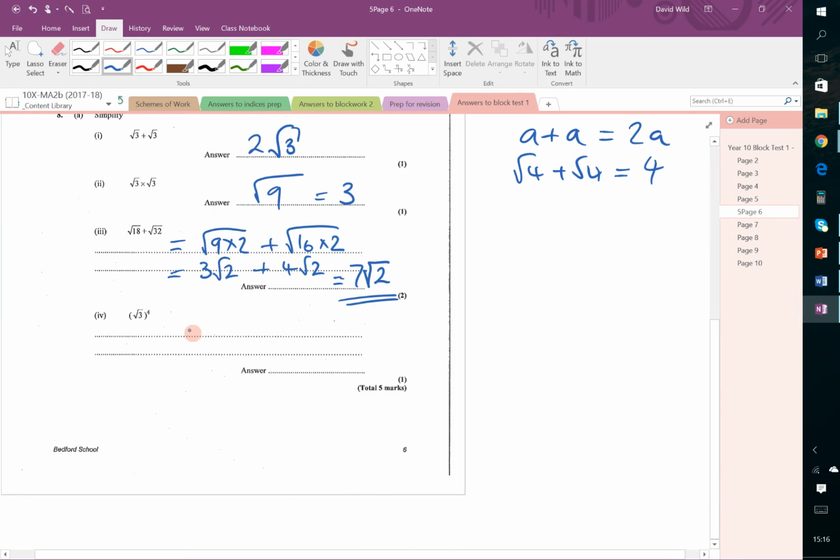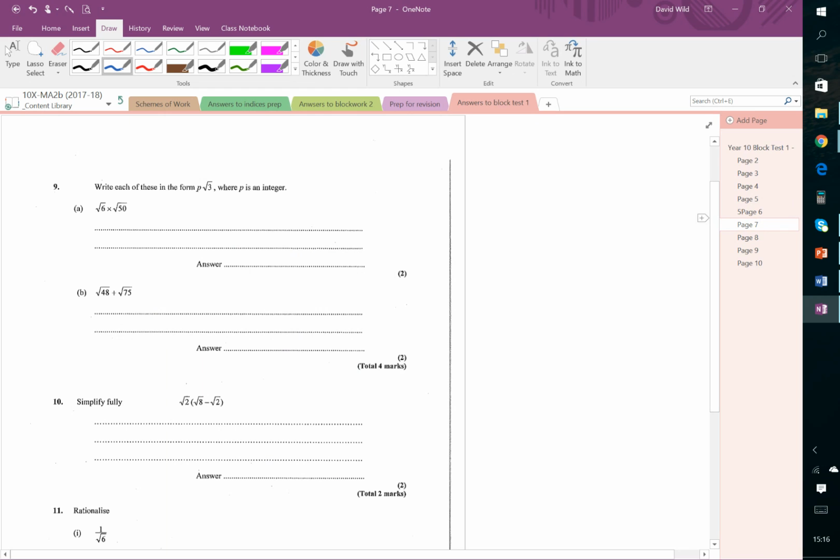Root 3 to the 4. Well, that's root 3, root 3, root 3, root 3. Root 3 times root 3 is 3, times another root 3 times root 3, which is 3. 3 3s are 9. It's only worth 1 mark. Next question.